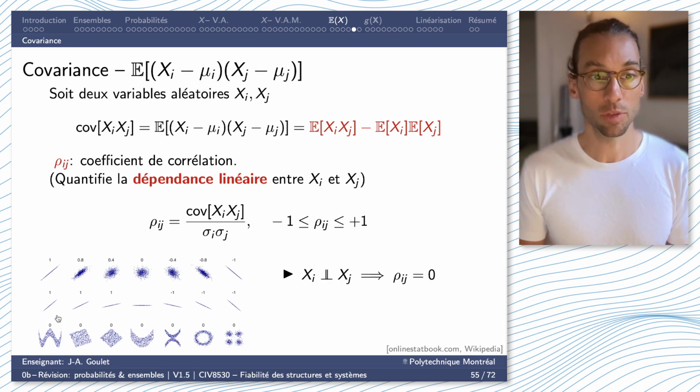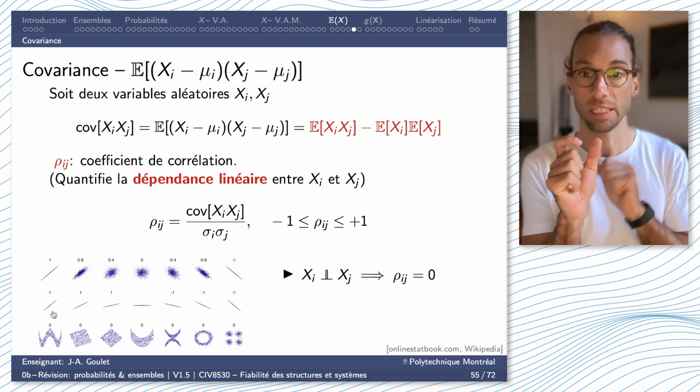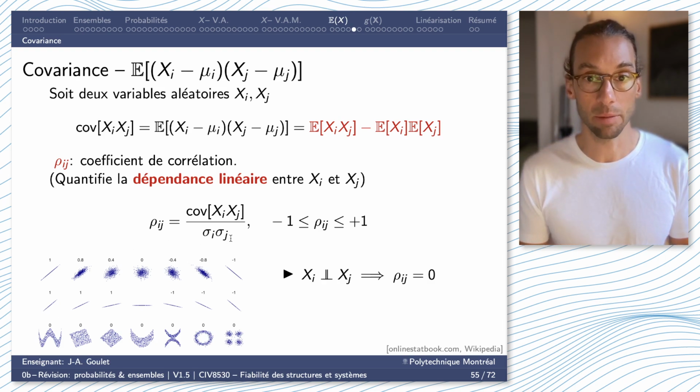The second line here represents the case where we don't have the same standard deviation for sigma i and sigma j. So in that case, the value of sigma i is much larger than sigma j.